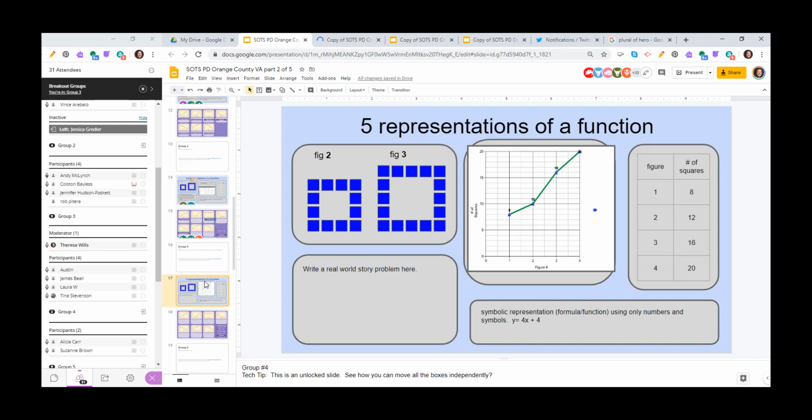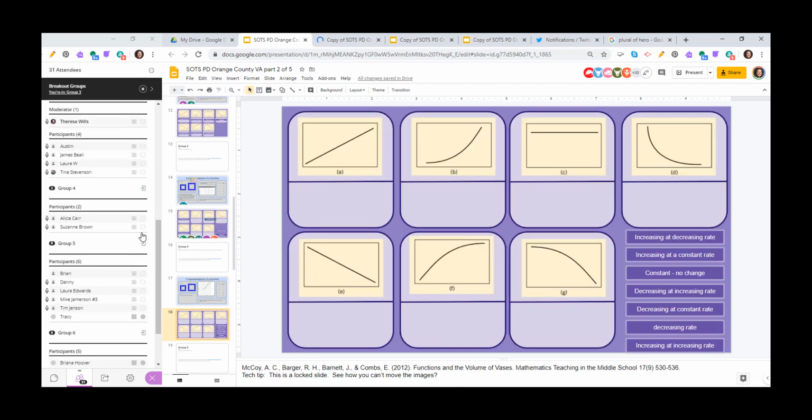So what is the next slide we're going to? 15. 15. Okay, so we need terms.